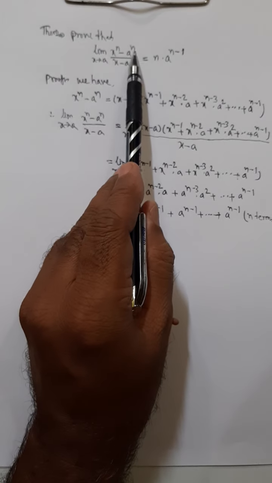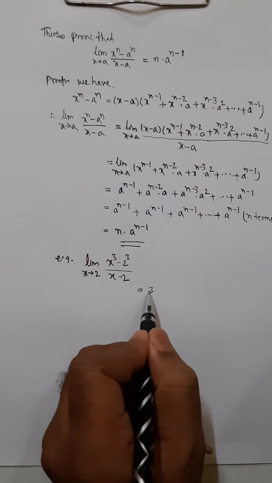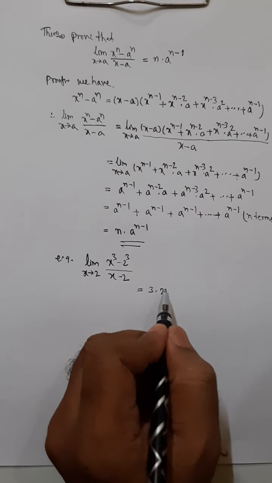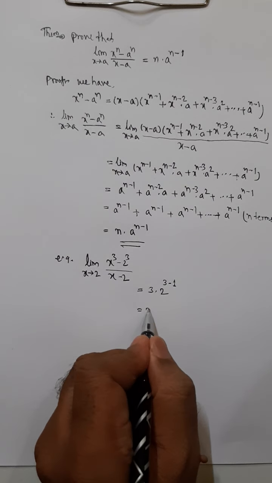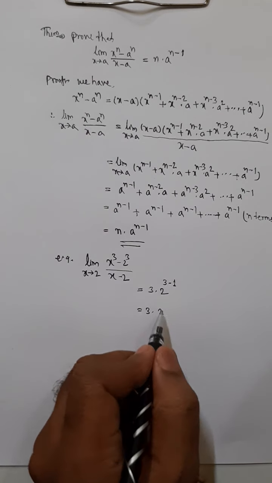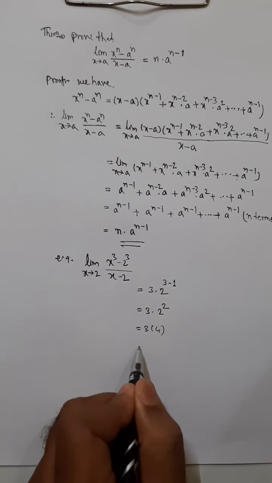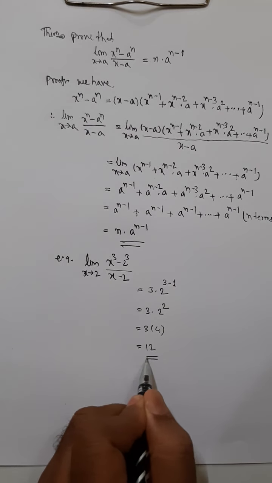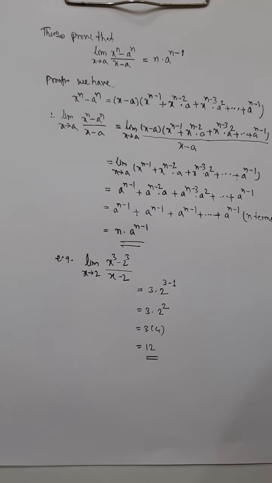By this formula, multiply by the index and subtract 1 from the index. So the index 3 here, into 2, and subtract 1 from the index, 3 minus 1. This gives 3 into 2 to the power 3 minus 1, so we get 3 into 4, and that gives 12. So 12 is the limit of this. By applying this formula, we can find the limit directly. Then we evaluate some problems on the same formula.